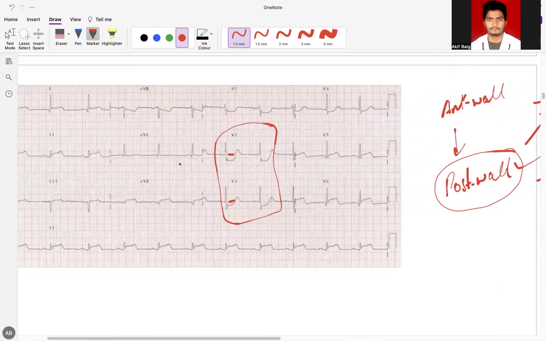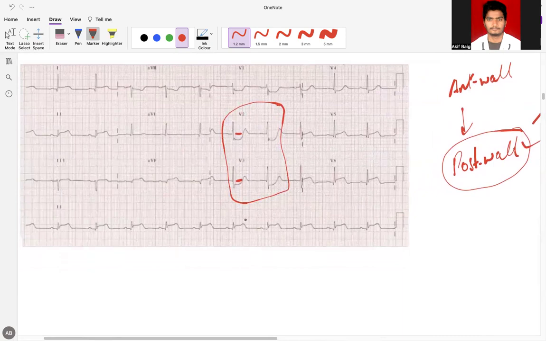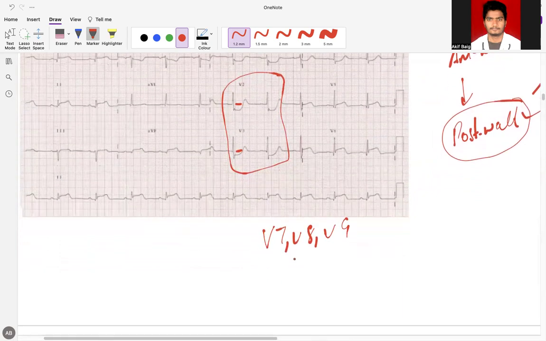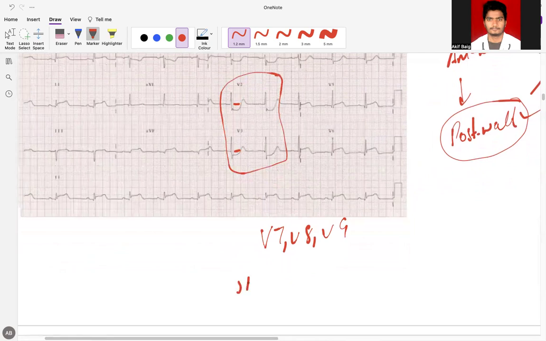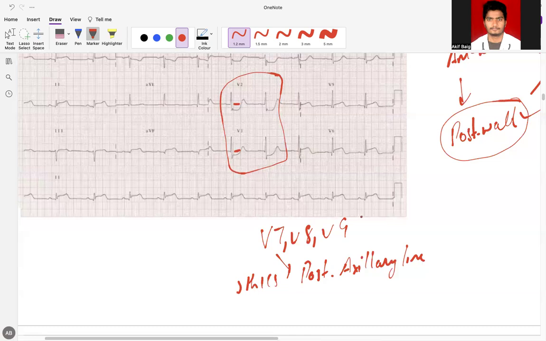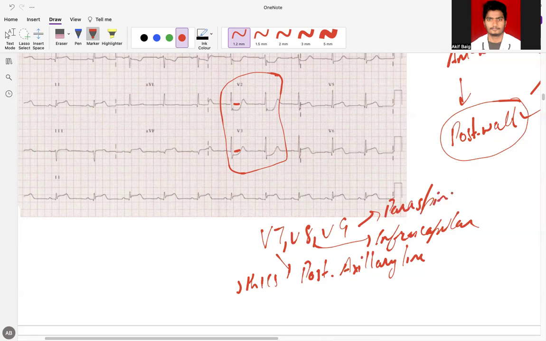So in the same patient, when you take the posterior leads, that is called lead V7, V8, and V9, which are kept on the posterior side in the fifth intercostal space. V7 is at the posterior axillary line, V8 at the infrascapular line, and V9 is paravertebral, that is paraspinal. So just lateral to the spine, you'll keep it.